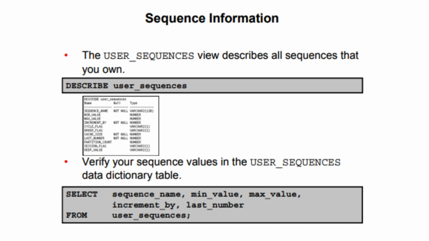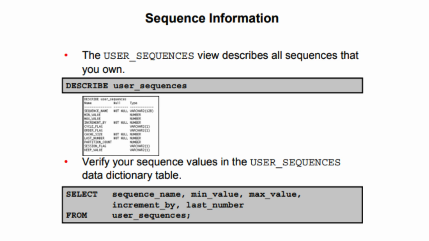The USER_SEQUENCES view describes all sequences that you own. When you create the sequence, you specify criteria that are stored in the USER_SEQUENCES view. The columns in this view are SEQUENCE_NAME, name of the sequence; MIN_VALUE, minimum value of the sequence; MAX_VALUE, maximum value of the sequence; INCREMENT_BY, value by which the sequence is incremented; CYCLE_FLAG, whether sequence wraps around on reaching the limit; ORDER_FLAG, whether sequence numbers are generated in order; CACHE_SIZE, number of sequence numbers to cache; LAST_NUMBER, last sequence number written to disk.